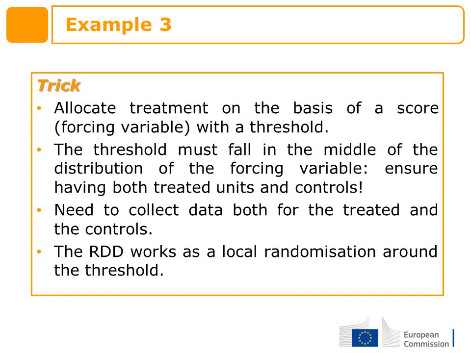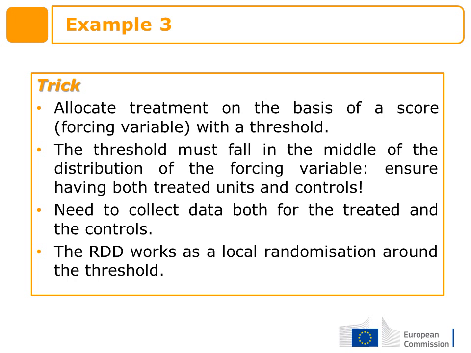In this case, the trick is to allocate treatment on the basis of a score with a threshold. The score or forcing variable is a quantitative, continuous, observable variable, like income in our example, but also age or unemployment duration would be other examples, or a function thereof. The threshold must fall in the middle of the distribution of the forcing variable, because you need both treated individuals and people in the control group. In our example, the treated group could be taken to be applicants' yearly income indicator between €230 and €250, and the control group those with yearly income indicator between €250 and €270.